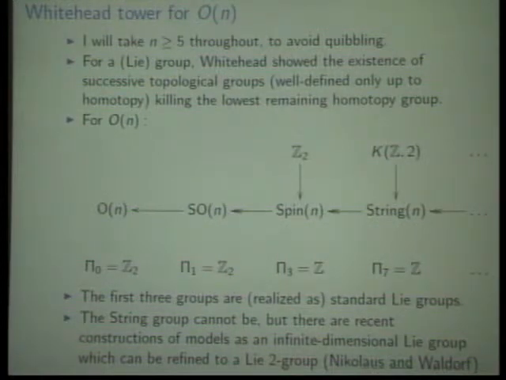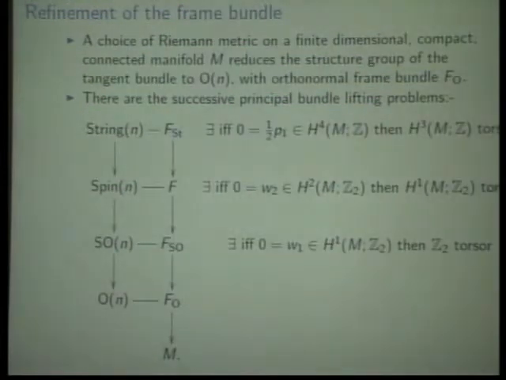And the fourth one, spin, cannot be a standard Lie group exactly because pi 3 is trivial. So it can't be a Lie group, and it can't really be a finite dimensional smooth object. There are relatively nice constructions of models of string N. Recently, Nicholas and Waldorf have some infinite dimensional Lie group constructions, but they would be very hard to use in doing analysis. Okay, so how is this related to geometry?